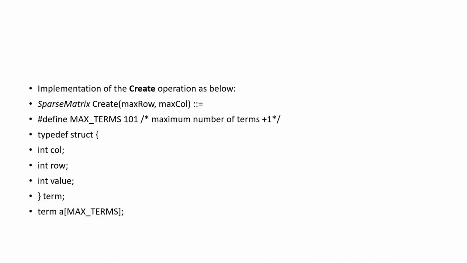Implementation of the create operation. So, sparse matrix create, max row comma max column. Here we have a maximum of terms, it is 101. So we are using typedef. We have 3 members: column, row, value. And then it is a structure variable, term. So we are creating a structure variable, or array data structure variable, here it is a of max term.